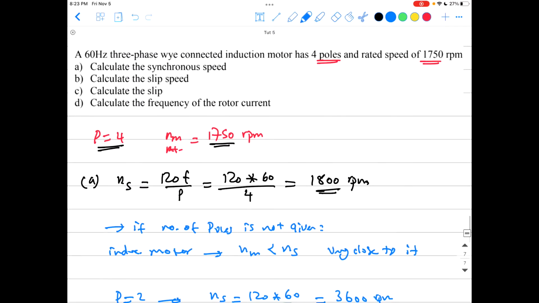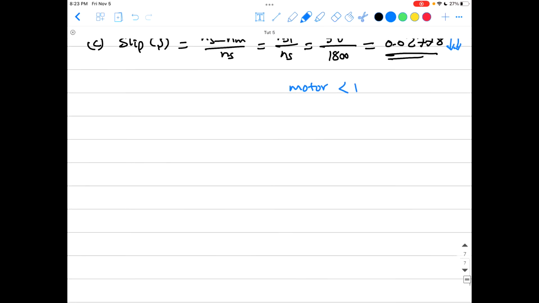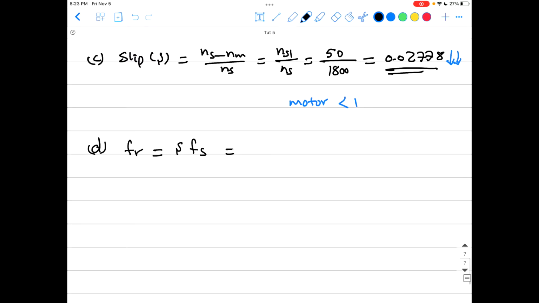Another question, part D, calculate the frequency of the rotor current. The frequency of the rotor current, like we said before, Fr equals the slip S times the frequency of the stator current. So you can just take the slip, which we just calculated, 0.02778, multiplied by the frequency of the stator, which is 60 Hertz, and that gives you 1.6667 Hertz.